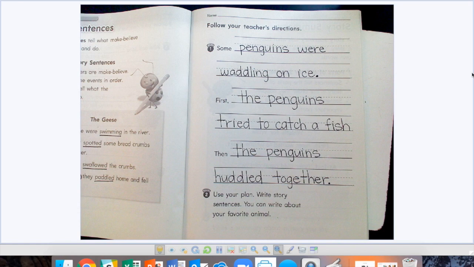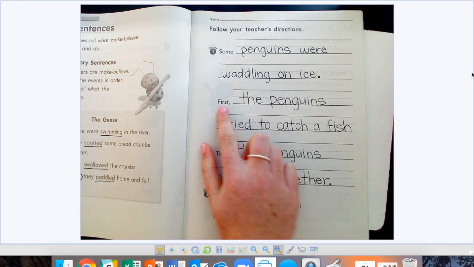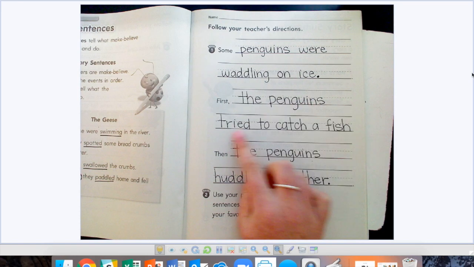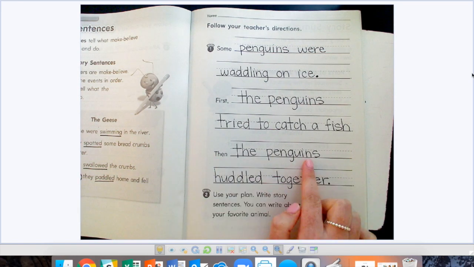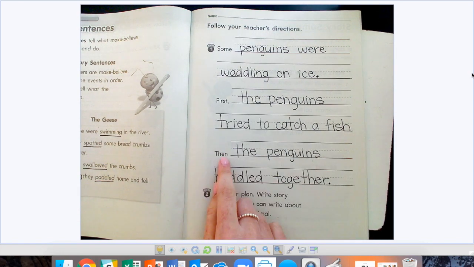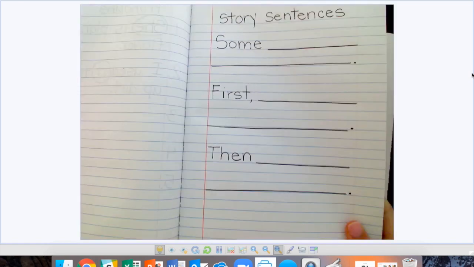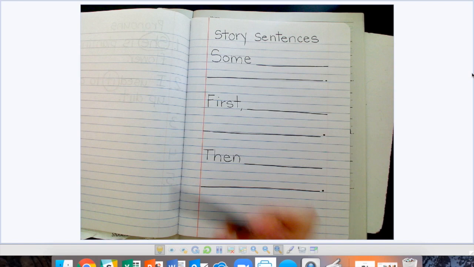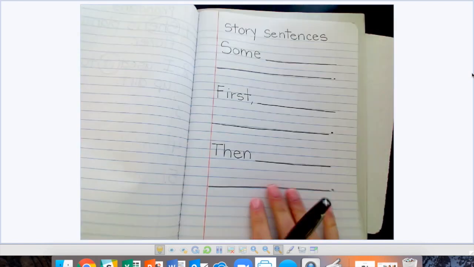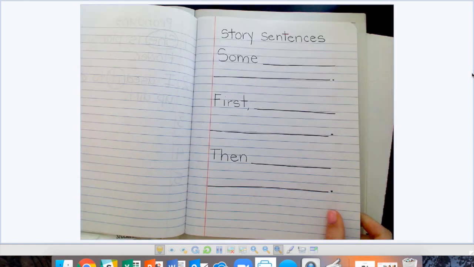Now let's read this story that we just wrote together. Here we go. Some penguins were waddling on ice. First, the penguins tried to catch a fish. Then, the penguins huddled together. I used words to tell the events in order, and I used some vivid verbs. Now you're going to do this on your own in your writing notebook. You're going to use the same format that we just did together in our handbook.